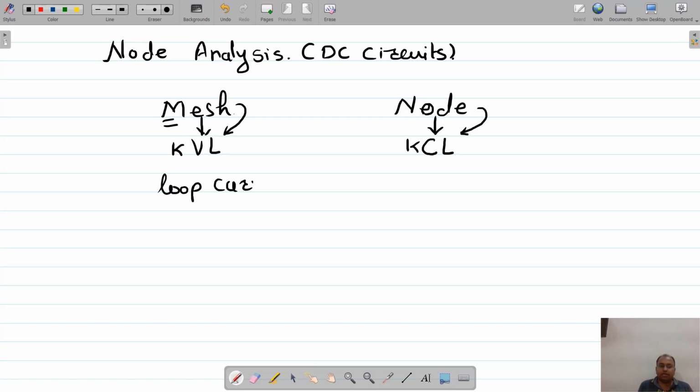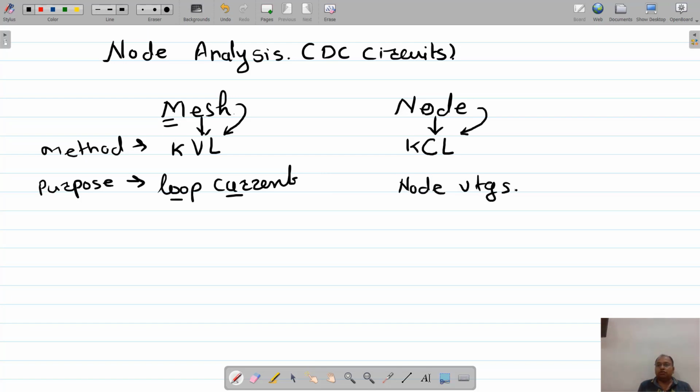So in case of finding out the loop current, we use this method, and we need to know the method and the purpose. What is the purpose? To find out loop current, and here, to find out node voltages. To obtain node voltage, and to obtain loop current. So mesh analysis.